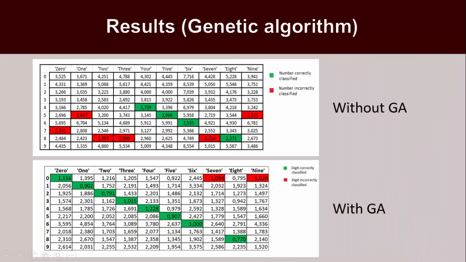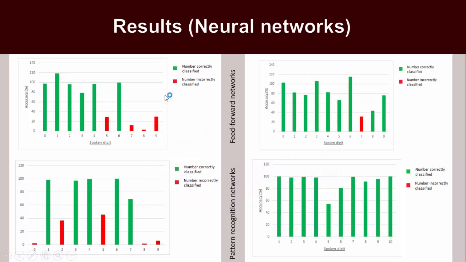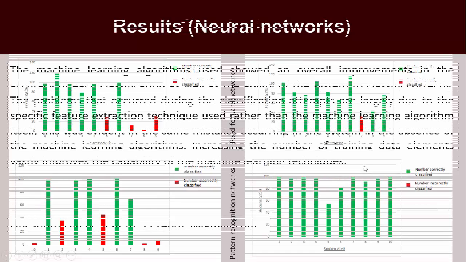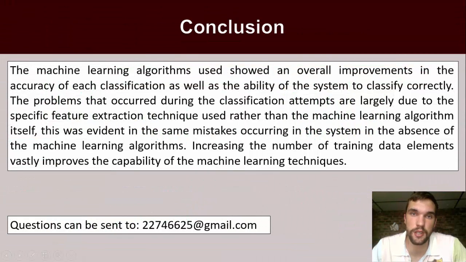Finally, we come to the results of the system using the genetic algorithm. Here we can see a vast improvement for the system using the genetic algorithm over the system not using it. The system using the genetic algorithm is also superior to the neural networks based on the same feature extraction technique. However, it is inferior to the networks based on the spectrum feature extraction technique. In conclusion, we have seen how the machine learning algorithms vastly improve the accuracy of the system. In addition, it was noted that the capability of the machine learning algorithms improved as the training data sets increased.